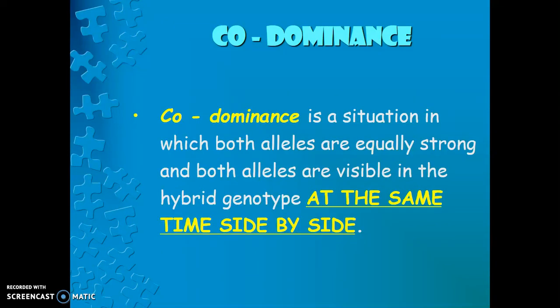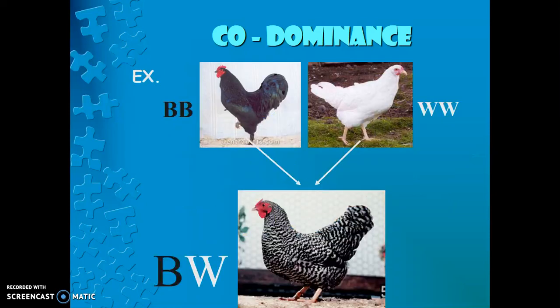With codominance, both alleles are equally strong, and so what happens is you see both at the same time, side by side, in the hybrid or the heterozygote. Okay, so let me give you an example of what this means. In some species of chicken, you can have an all-black chicken. So they would have two black genes, B, B. You can have an all-white chicken, okay? Two white genes, W, W.